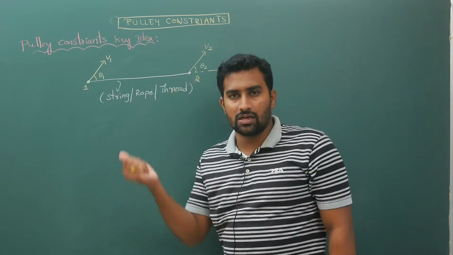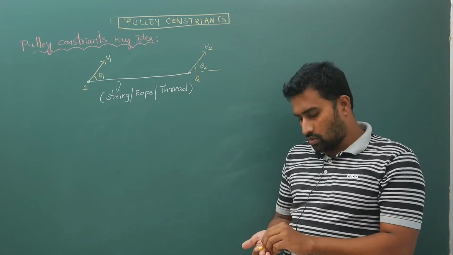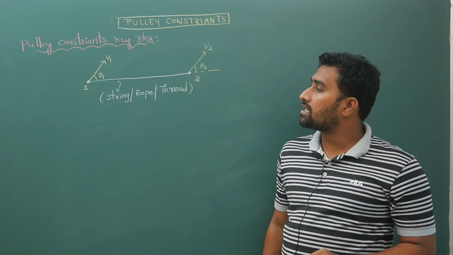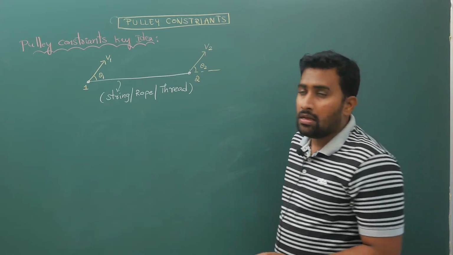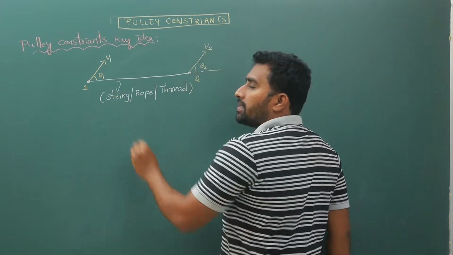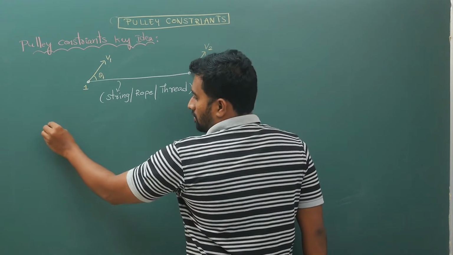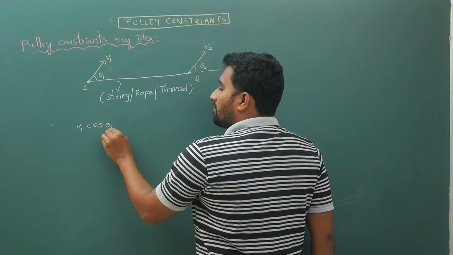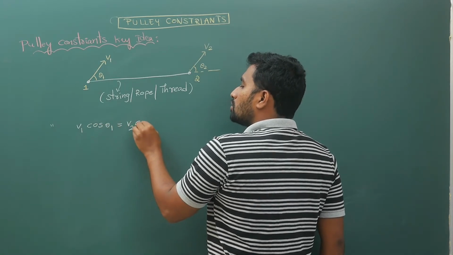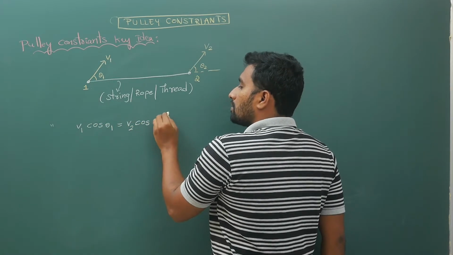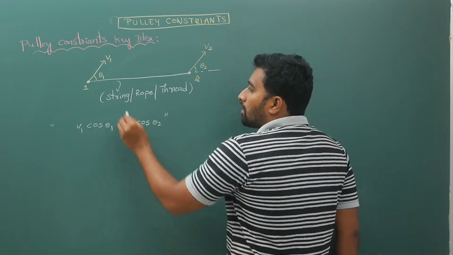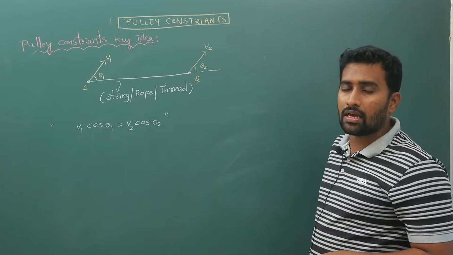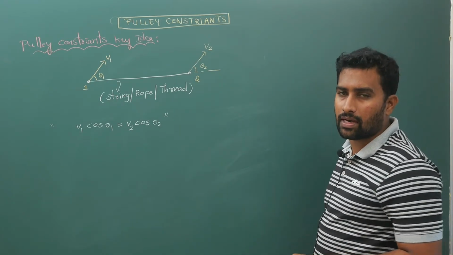What will your pulley constraint say? The key idea is, if you take these components along the length of the string, then v1 cos theta 1 should be equal to v2 cos theta 2. The components of the velocities of those points connected to the string, along the length of the string, should be equal.